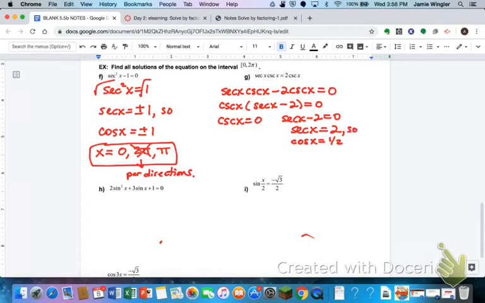And over here, if cosecant of x equals 0, then that means sine of x is undefined. Well, we've already said earlier in the notes that a y value is never undefined on the unit circle, so we have no solution for this part. And moving over here, cosine is equal to 1/2 at 1/3 pi and at 5/3 pi.